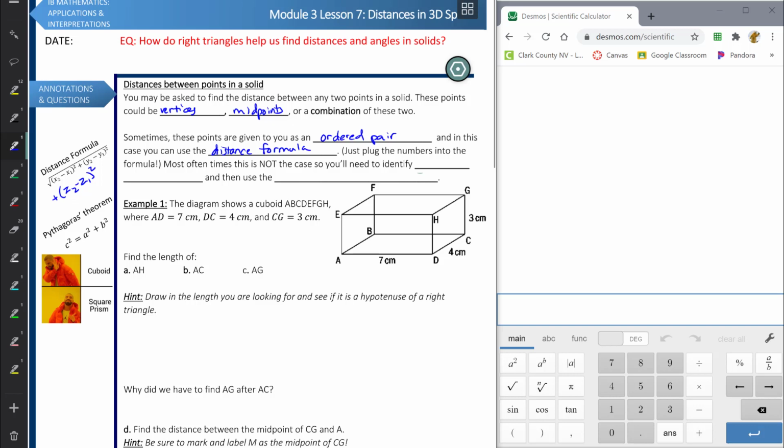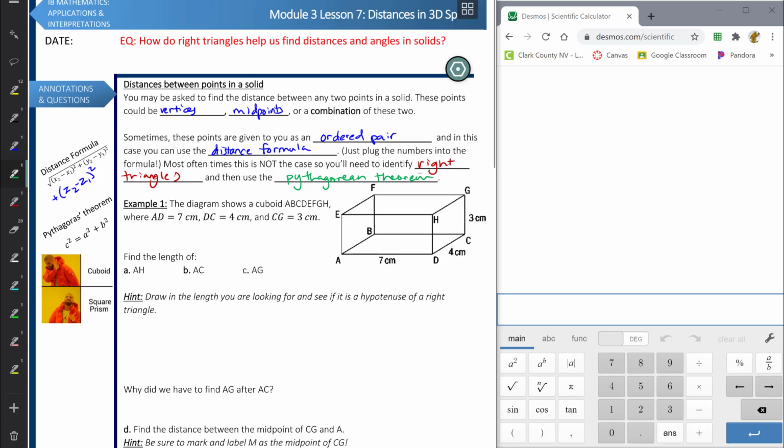Just plug it in. Most oftentimes this is not the case, and you're going to need to identify, this is the most important part, what we are looking for are right triangles. We love right triangles because we can utilize things like the Pythagorean theorem. We can also utilize trigonometry. So let's take a look at an example of how we can do this.